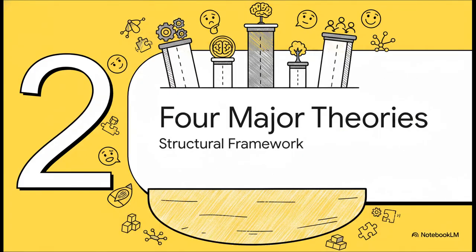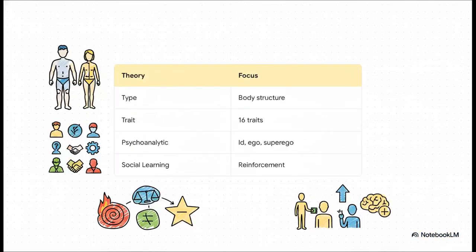All right, now that the foundation is officially poured, let's look at Section 2. 4 major personality theories: our structural framework. We're going to examine the 4 main paradigms that psychologists use to actually explain these behavioral blueprints. So, we have 4 distinct paradigms here. First up is type theory, which, interestingly enough, links our personality directly to our physical body structure. Next is trait theory, which argues that we're basically a combination of 16 specific characteristics, things like being naturally reserved, highly trusting, or super practical.